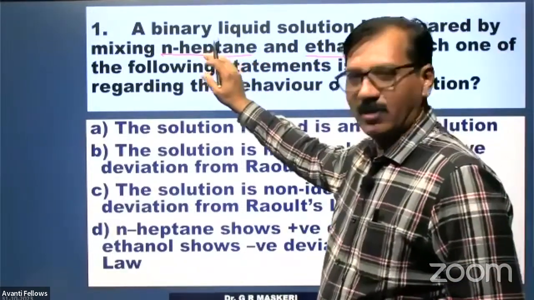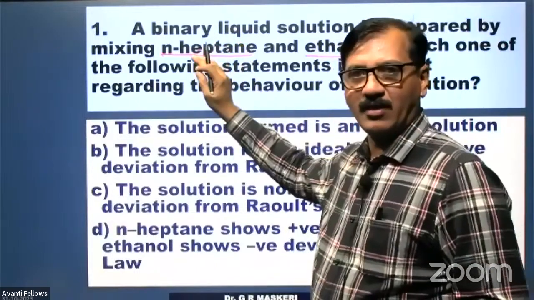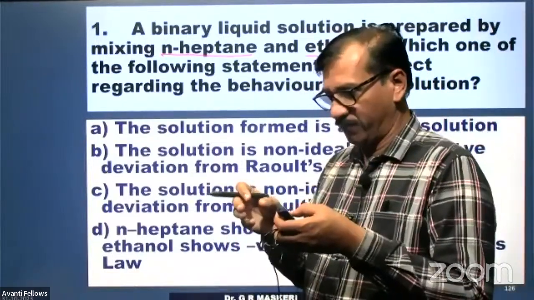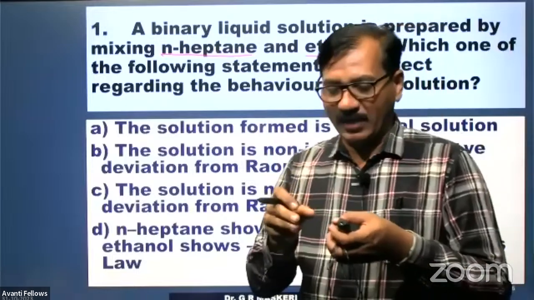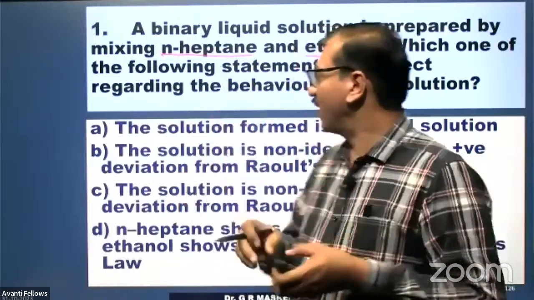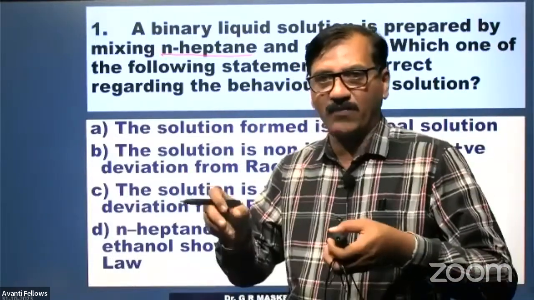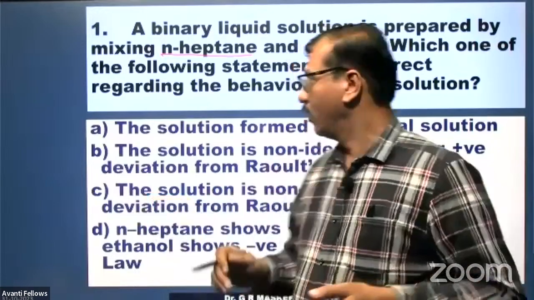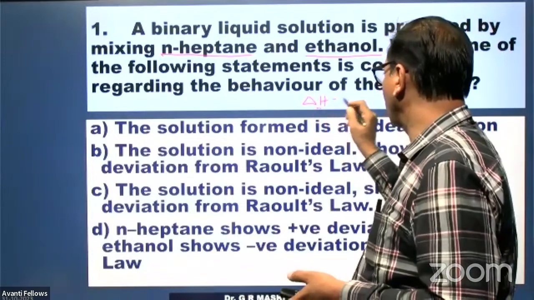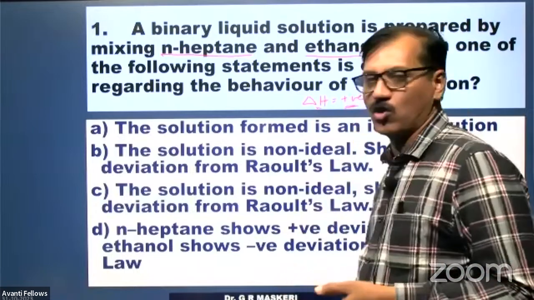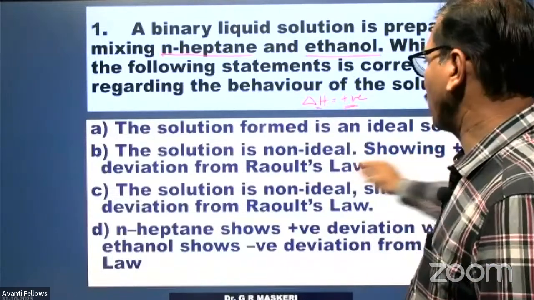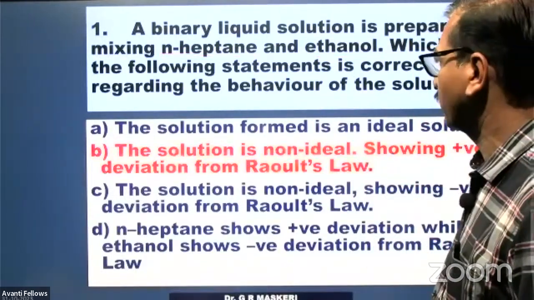N-heptane is non-polar, a hydrocarbon, whereas ethanol is having strong hydrogen bonding. So, when heptane is added, ethanol gets disturbed. When the heptane comes in between, ethanol falls apart, so the solution volume increases. For this kind of solution, delta H mix is positive. If volume increases, then it is a positive deviation. So, showing positive deviation from Raoult's law is the right answer.